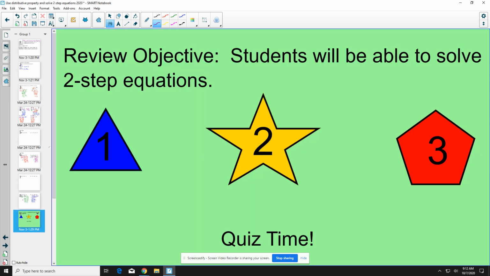How are you feeling today about solving 2-step equations with distributive property? 3 means you totally get it. 1 means you're lost. You could be a 2 in the middle. If you're a 1, please go back and try again before you take your quiz. You have a quiz today in Canvas. Good luck.